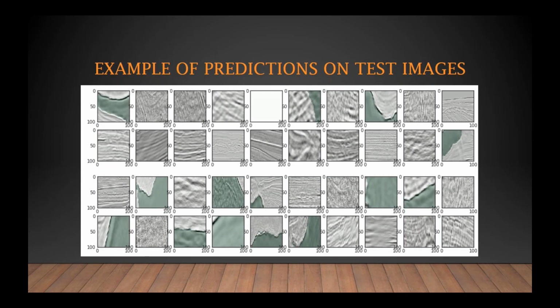Finally, examples of predictions on test images. These are 40 examples out of 18,000 test images. Not bad, huh? Pretty good, actually. Maybe a few pixels are missing here, but most things are very good.